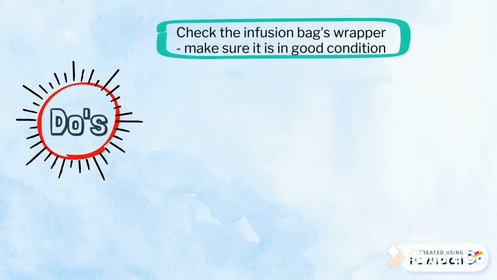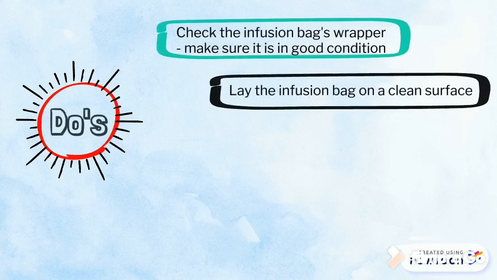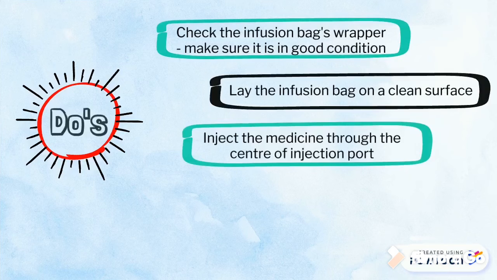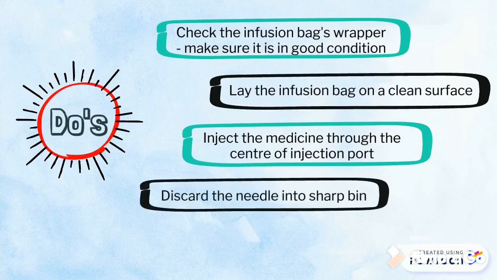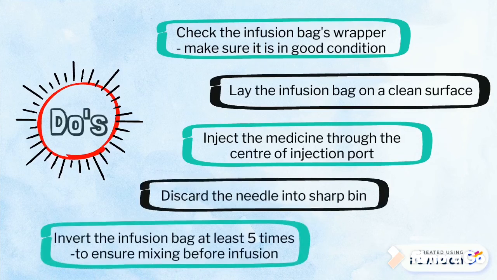Check the infusion bag's wrapper to make sure it is in good condition. Lay the infusion bag on a clean surface. One should inject the medicine into the bag through the center of the injection port. Discard the needle into the sharps bin. Do invert the infusion bag at least 5 times to ensure mixing before starting the infusion.